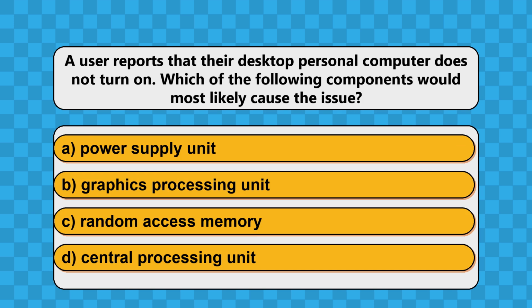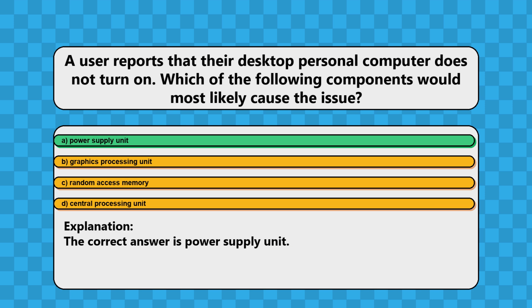Question 29. A user reports that their desktop personal computer does not turn on. Which of the following components would most likely cause the issue? Option A. Power supply unit. Option B. Graphics processing unit. Option C. Random access memory. Option D. Central processing unit. The correct answer is option A. Power supply unit.